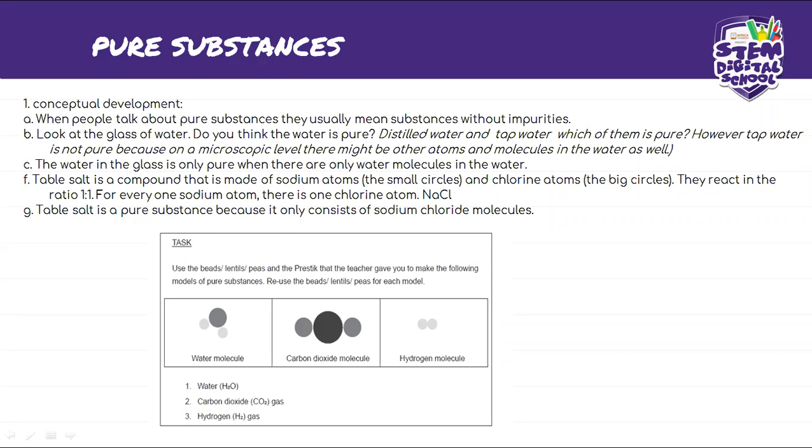Okay, so let's proceed. Look at the glass of water. Do you think the water is pure? Distilled water and tap water, which of them is pure? So I've asked a question. Send in your answers. Distilled water and tap water, which of them is pure?